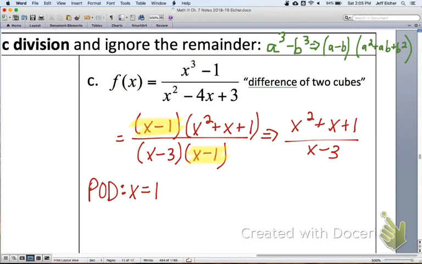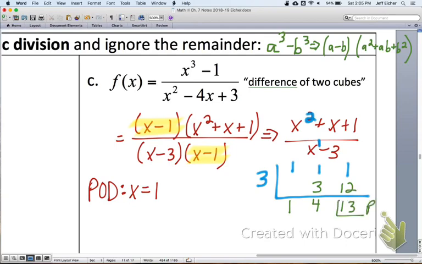The degree in the top is 2, the degree in the denominator is 1, so that means the top is a bigger degree, so we use synthetic division. We can set that up. That would be a positive 3 out here. 1, 1, 1, that's nice. Bring the 1 down, multiply, add those, multiply, add those. This is our remainder.